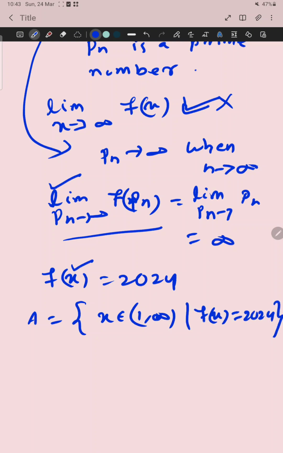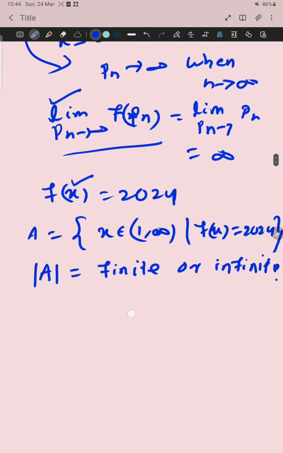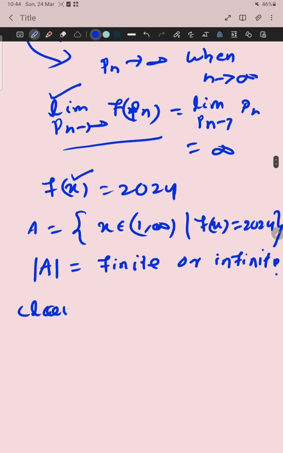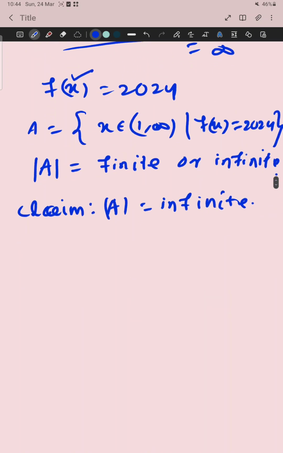The question is about what? About the cardinality of A, whether A is finite or infinite. What can we say? Our claim is, what is our claim? We can show that the cardinality of A is infinite.